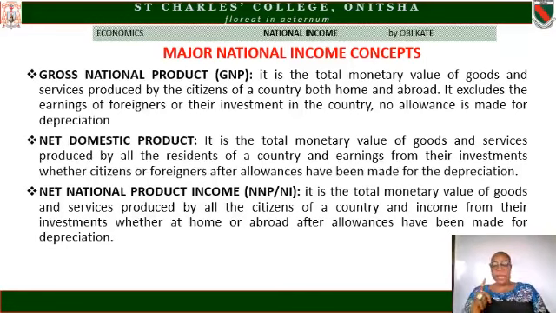We have net national product, or national income. It is the total monetary value of all goods and services produced by all the citizens of a country and the income from their investments, whether at home or abroad, after allowances have been made for depreciation.